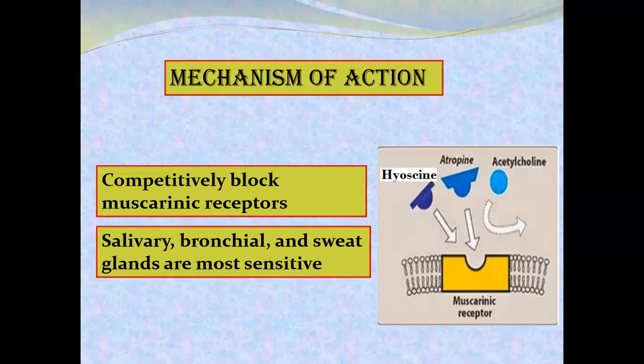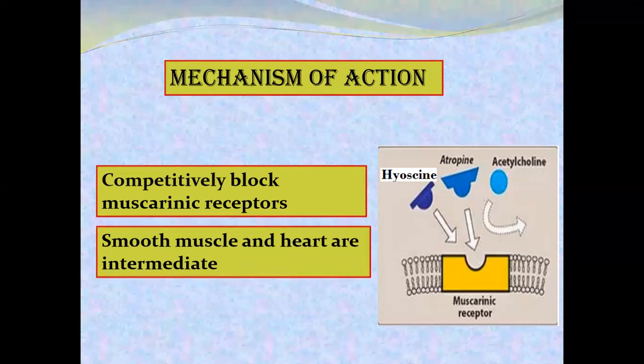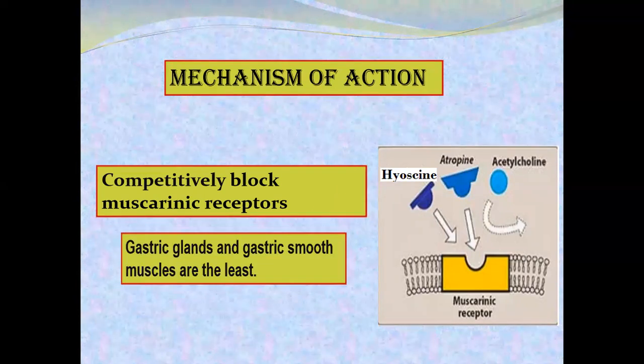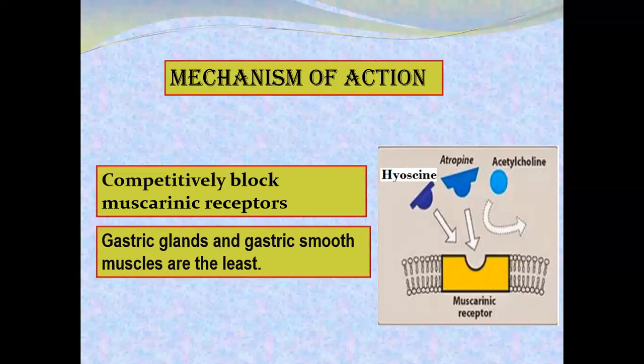The salivary glands, bronchioles, and sweat glands are the most sensitive to these types of drugs. Smooth muscles and the heart are intermediate, not all that high. Then gastric glands and gastric smooth muscles are the least sensitive.